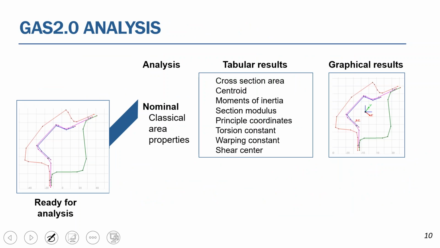So again, there are two types of analyses. One of them is nominal, and just to give you a feel for what that is, there are things like cross-sectional area and the centroid. That information is also shown graphically. Moments of inertia, section modulus, principal coordinates, and then some torsion properties as well, the torsional constant. And an interesting one that many systems don't provide is the warping constant for open sections.